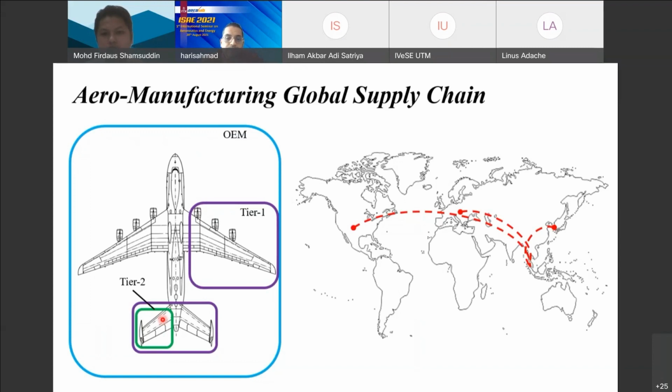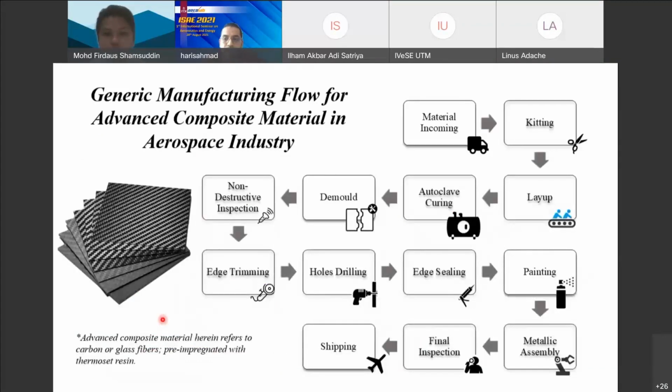the process of tier 2 manufacturing. This is an example of a manufacturing flow for advanced composite material in the aerospace industry for a tier 2 supplier. When I say advanced composite material, I'm referring to carbon or glass fibers pre-impregnated with thermoset resin. So the process starts with the raw material incoming. The raw material will come from the material supplier, usually from across the globe.